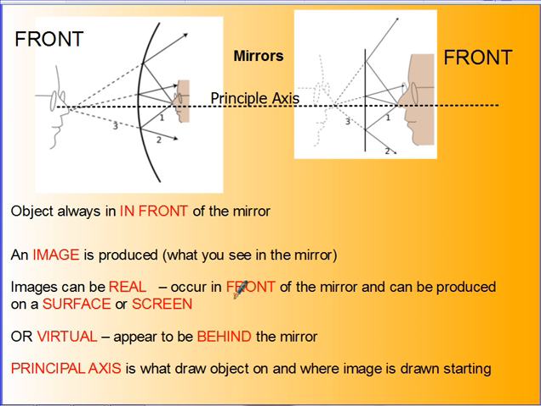Now the image can be real or it can be virtual. A real image occurs in front of the mirror, or you can say a real image can be reflected on a screen or a surface of some sort. While a virtual image is one that's behind the mirror, and you can't project a virtual image on a screen of any sort. Now the last thing you need to know is the principal axis. The principal axis is just the central axis, and it's what we use as a reference for our object and image. So the principal axis is always going to be this horizontal line that runs through the object and the image.